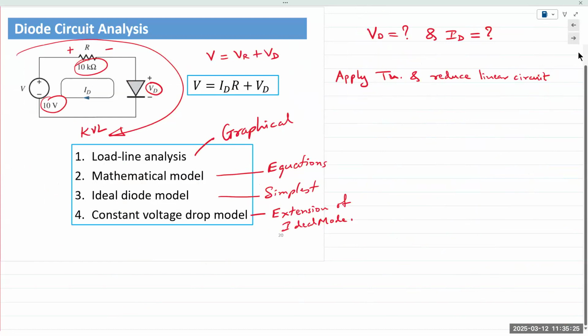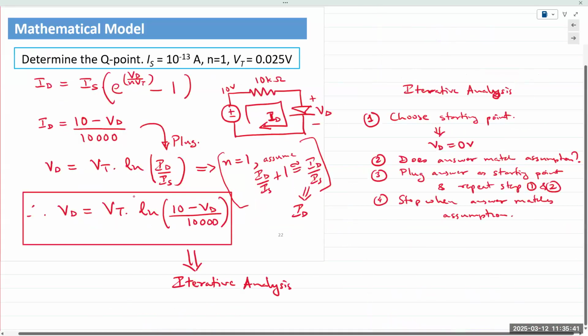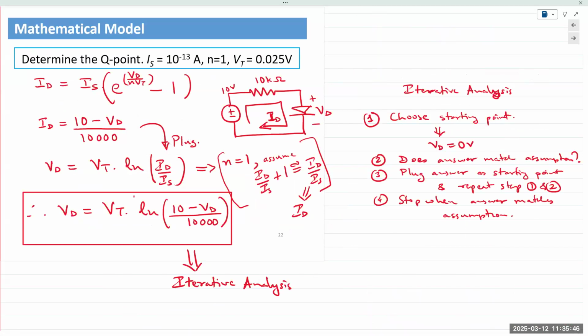So we have 4 different models. I'm not going to ask you to do the iterative analysis, so probably not this, okay? So we have load line, ideal diode model, constant voltage drop. The ideal diode and constant voltage drop models are very similar, so I'll just go over that. Yes, Milan, you had a question? Yeah, I wouldn't ask about the iterative model, no, which is the mathematical model.